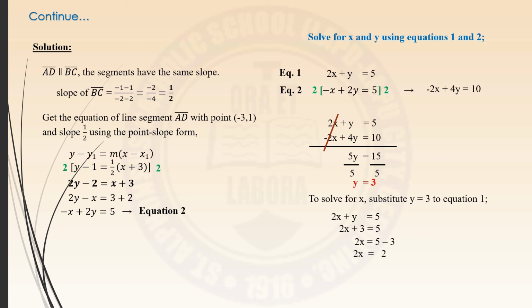Then we have to look for the value of x, so we need to isolate it. So divide both sides of the equation by 2. 2x divided by 2, the answer is 1x or x. And 2 divided by 2, the answer is 1. So our x is equal to 1. And the solution set is 1 and 3. Or the coordinates of point D are 1 and 3, which is the fourth vertex of our rectangle.